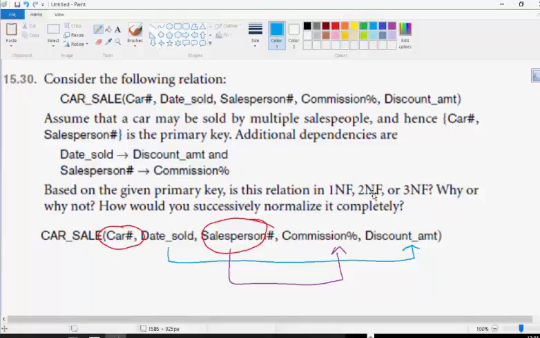Normally I would like to get everybody. So these two lead to this one. If they tell me that that is the primary key, it means everybody will be led by this. The only ones they didn't tell us about were commission number. So they gave us how we get commission number and discount amount. But for date sold, we can assume salesperson and car number, because that was given as the primary key. So for second normal form, there's a violation because salesperson leads to commission, and it's only coming from part of the key. For me to be in second normal form, that one has to leave.